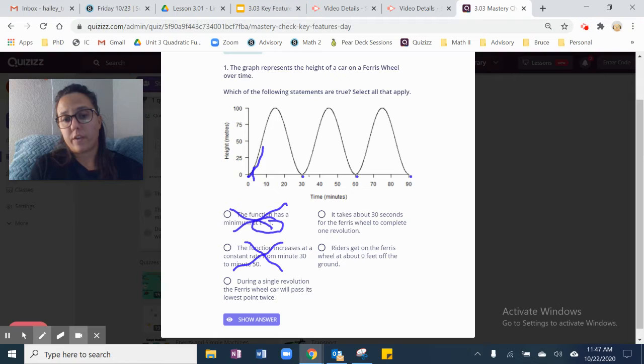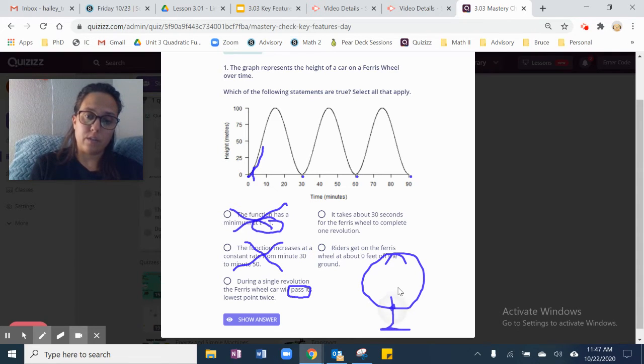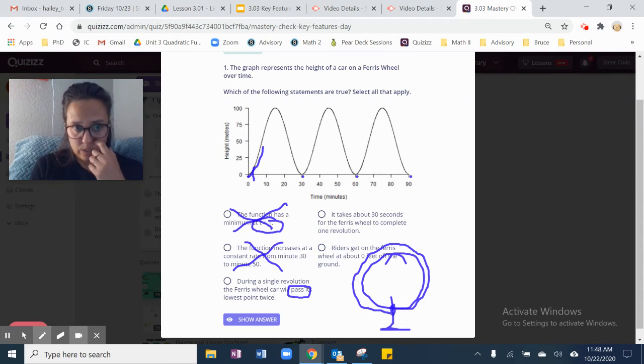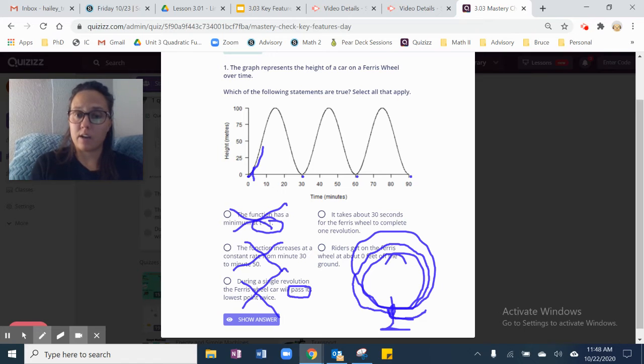During a single revolution, the Ferris wheel car will pass its lowest point twice. So like we talked about in the lesson, the word pass. During a single revolution on the Ferris wheel, someone's going to go around and then they're going to stop. The car will stop. It will not pass the lowest point because then that would be going on to the second revolution. The first revolution, it says during a single revolution, it arrives at the ending point, but it's not going to pass it. So that's not an option.